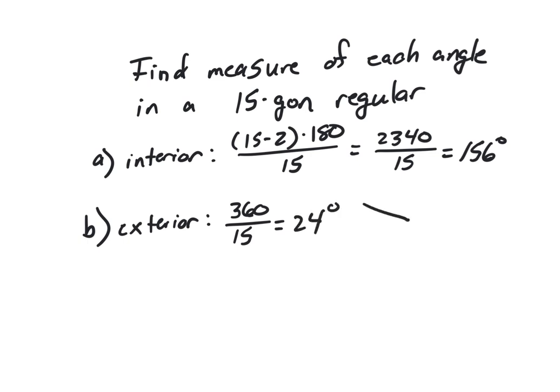Now, remember that these two should always add up to be 180. So that's kind of how you could check yourself, right? The interior and the exterior angle should make a line. Because if I was to draw a picture out here, I'm not going to draw a 15-gon, but if I was to draw and extend the side, this would be 156, and the angle on the outside would be the 24. And those two together should make 180.